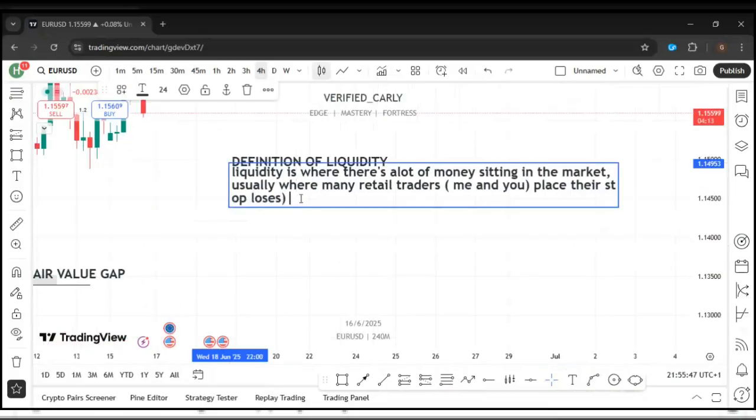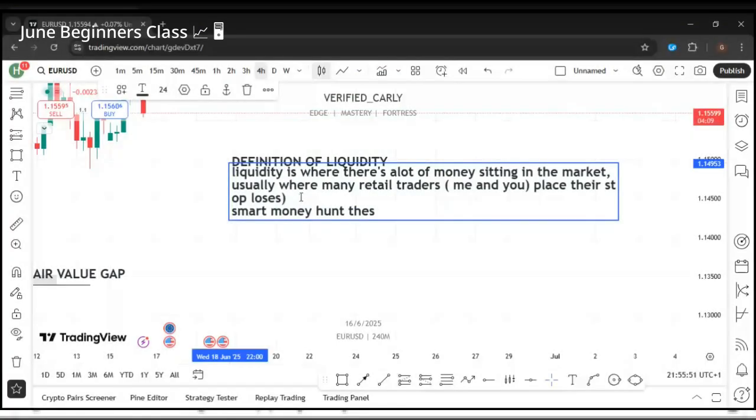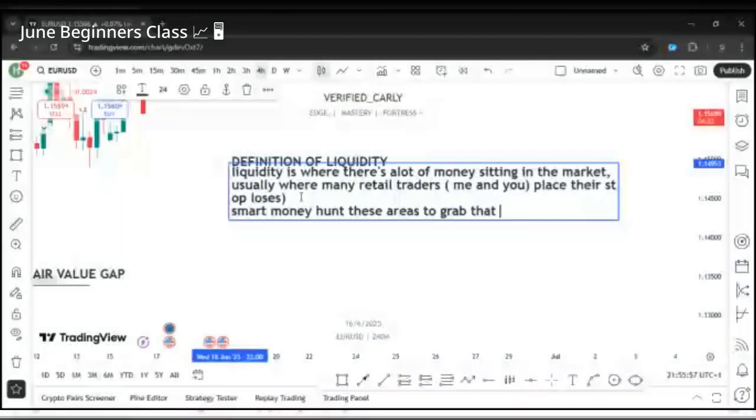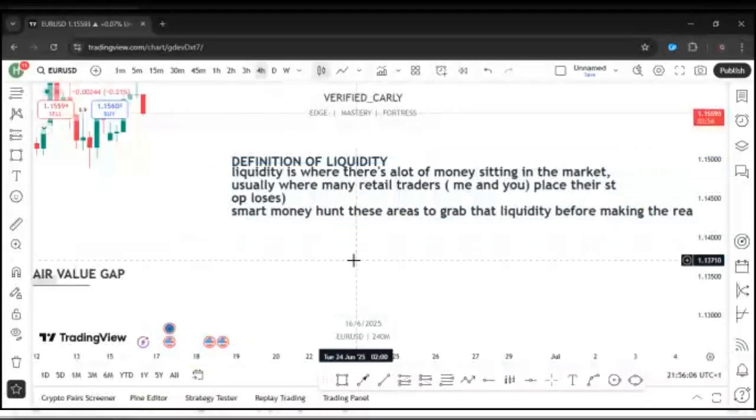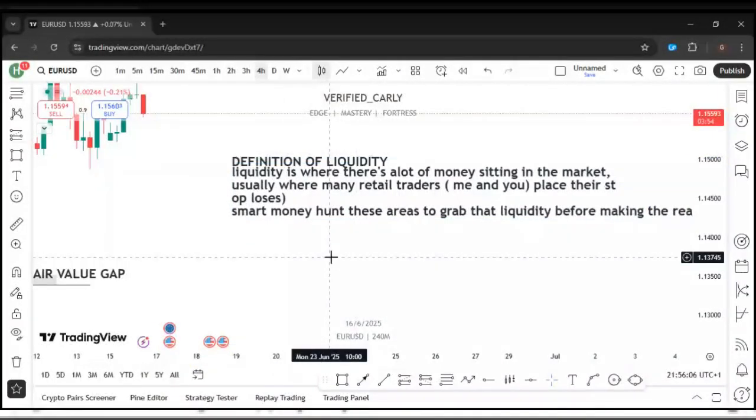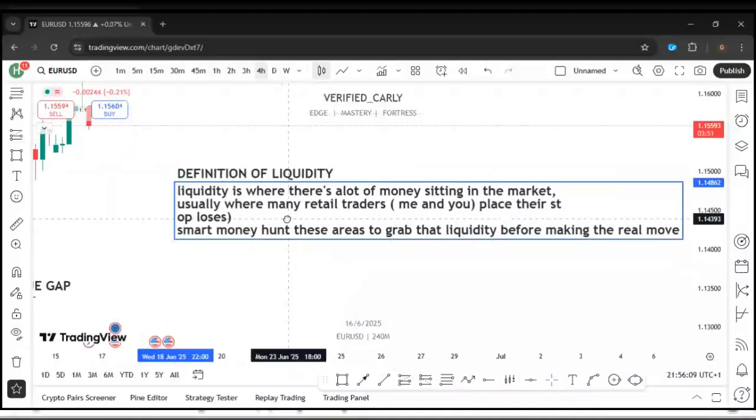So smart money now hunts these areas to grab that liquidity before making the move. So this is the definition of liquidity.